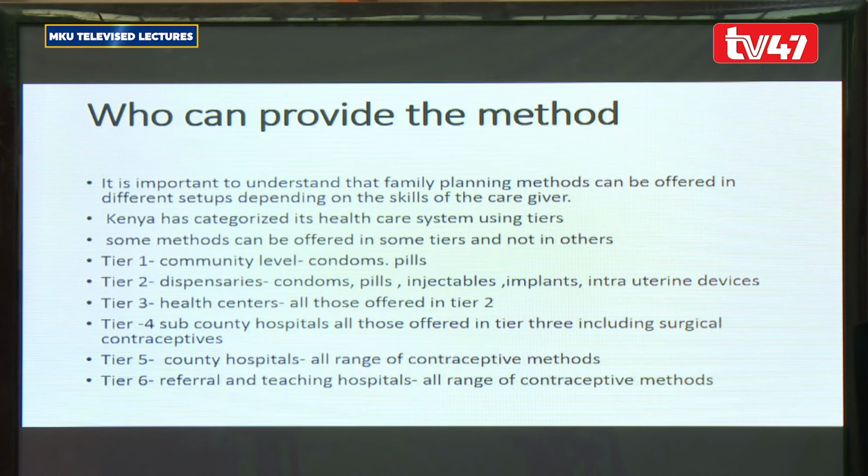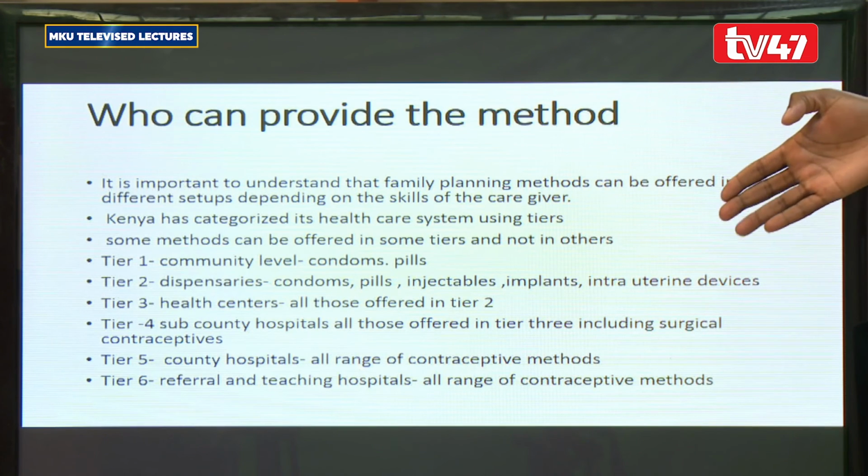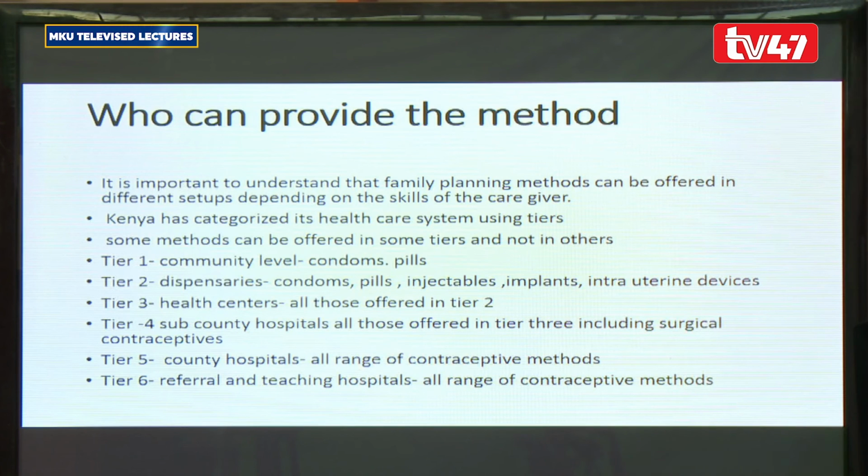So it is also very important to know who can provide this method, so that if a client comes to you and you are in a dispensary and wants to do bilateral tubal ligation, you should know where to refer them. It is not good to try to convince them. It is good to tell the client where they can get these services and refer them accordingly.